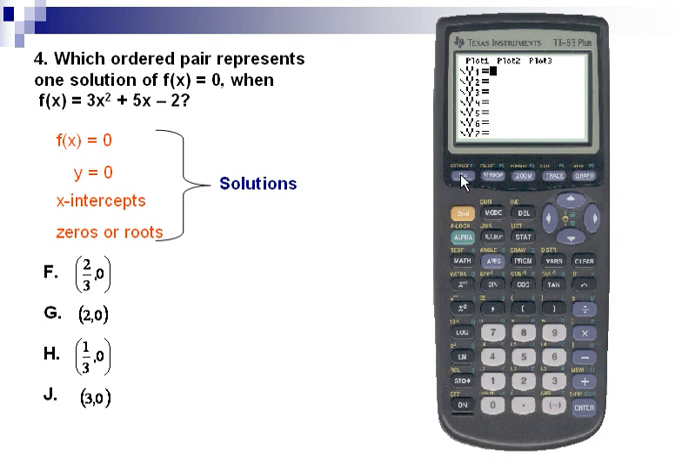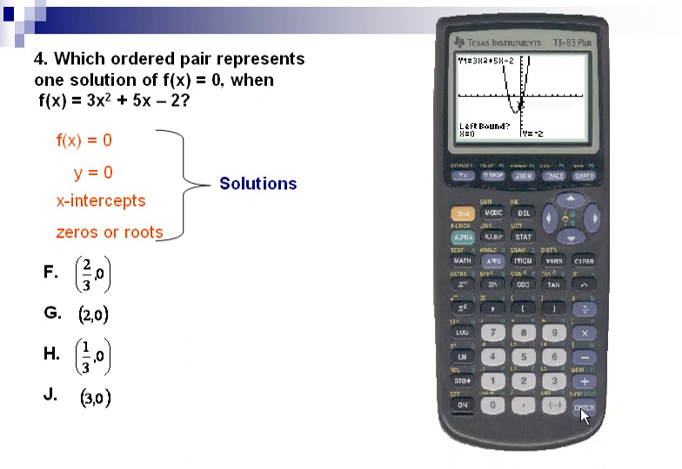So let's go to y equals and put this quadratic equation into y1. 3x squared plus 5x minus 2. Again, a standard window, Zoom 6, and it will graph it. The solutions, again, are located at the x-intercepts. So we want to calculate a zero in the calculate menu.